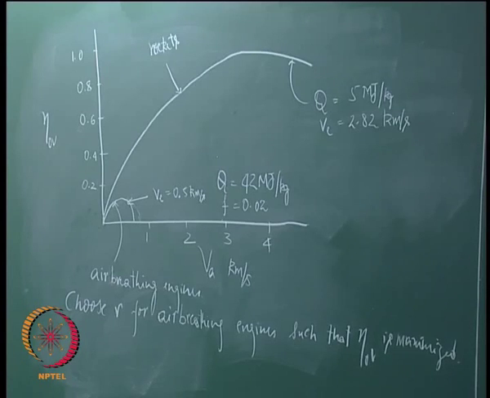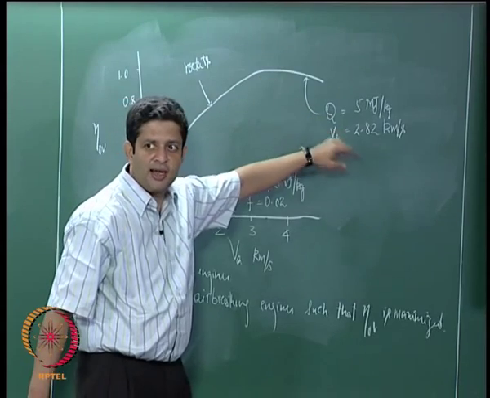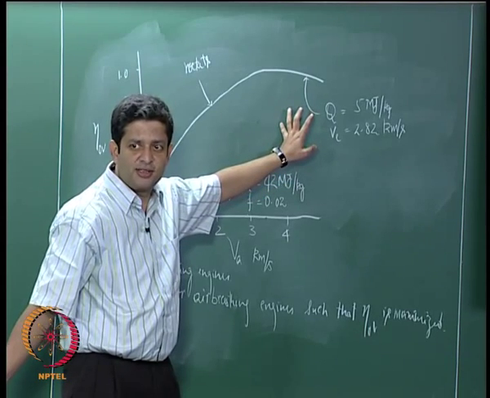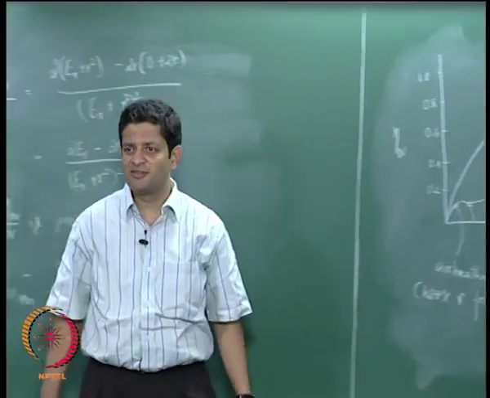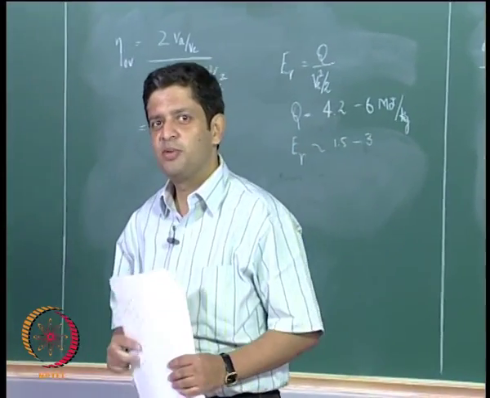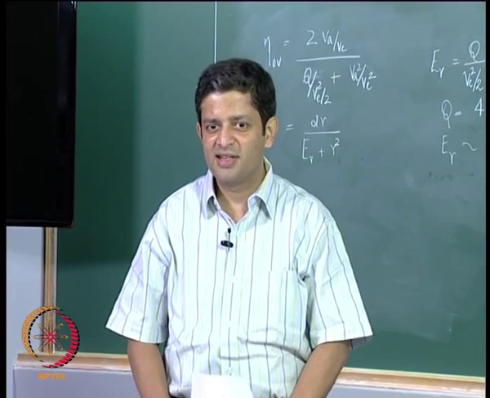So if you take a look at this graph, it feels that overall efficiency of rockets is way better than overall efficiency of air breathing engines. Notice that VE is 2.82 kilometers per second, and the maxima occurs somewhere here, which is what I had said earlier. R is greater than 1 for maximum value. It goes as under root ER. Okay. So why not use rocket engines everywhere? After all, overall efficiencies are very high. So we should be using rocket engines instead of air breathing engines everywhere. Is that a valid statement?